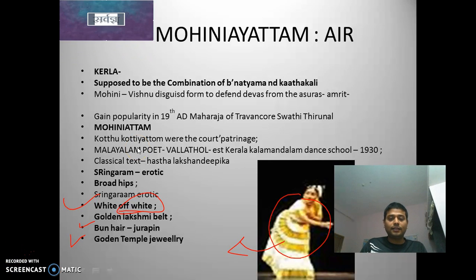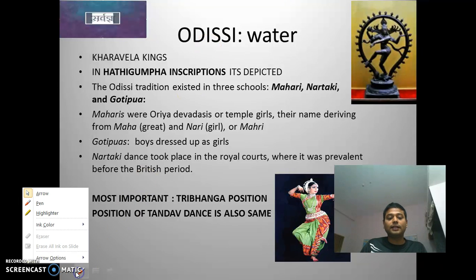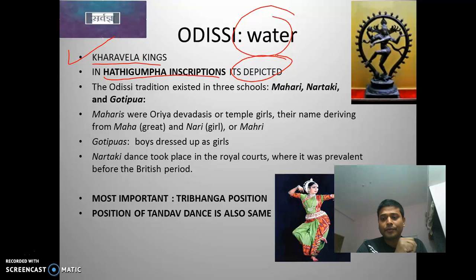Now let's move on to our next dance form, which is Odissi. Odissi dance form is most popular in Odisha, as the name suggests, and the element is water. Now you see, the patron of Odissi dance was Kharavela king, and it is depicted in Hathi Gufa inscriptions. The oldest depiction is in Hathi Gufa inscriptions. Now the Odissi tradition has three schools: one is Mahari, the other ones are Nartaki and Gotipua. These three styles and schools are very important.